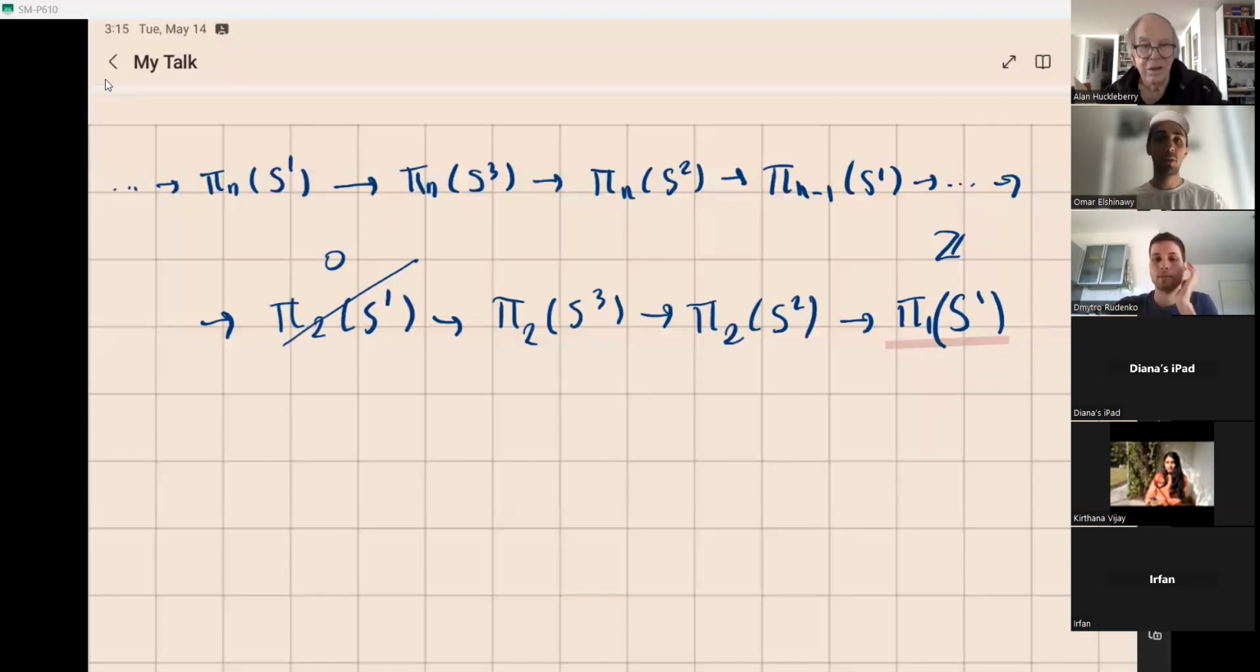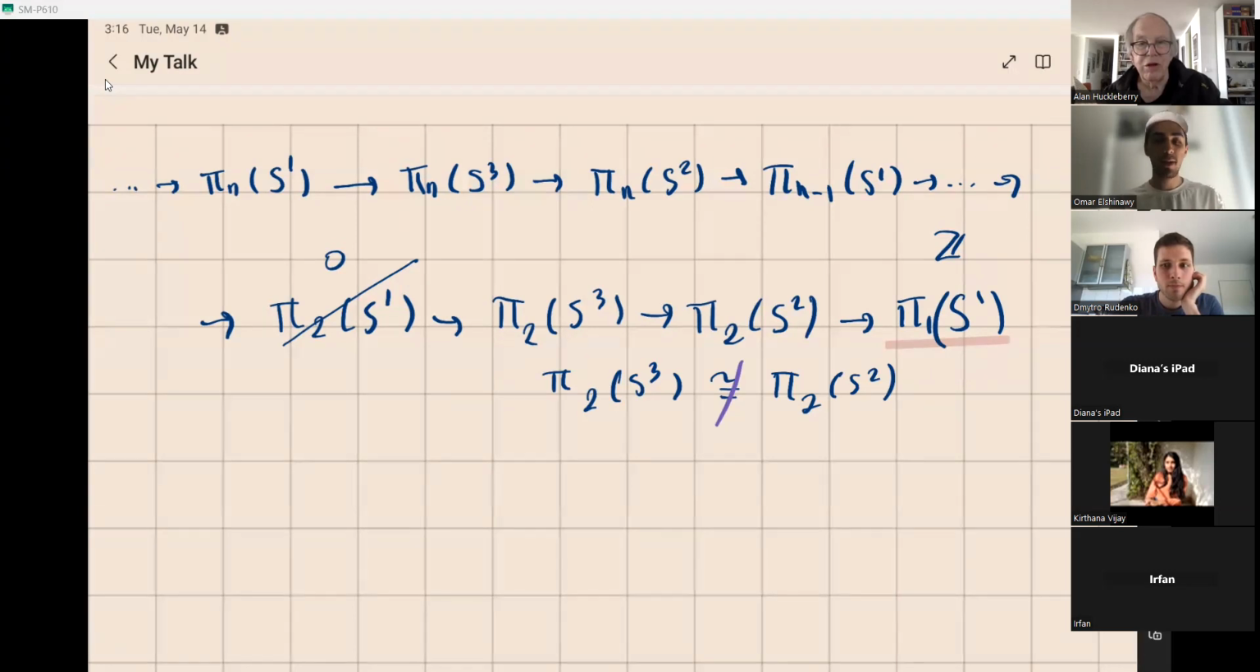We haven't shown it, but we've provided the fact that it is isomorphic to the integers. So this is why for pi 2 we can't have this setup, where you have an isomorphism between pi 2 of S3 and pi 2 of S2. Does this answer your question? Probably, yes.